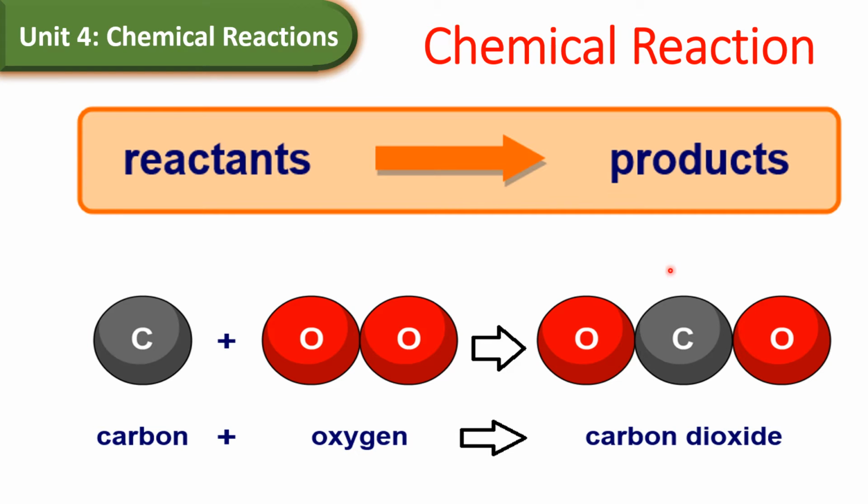Let's try to view more examples of your reactants to products. Our reactants here are the elements carbon and oxygen. If these two combine, you will have your product, which is carbon dioxide.